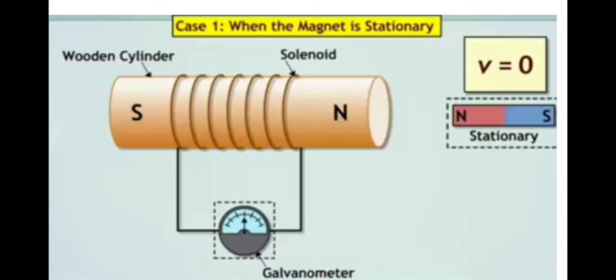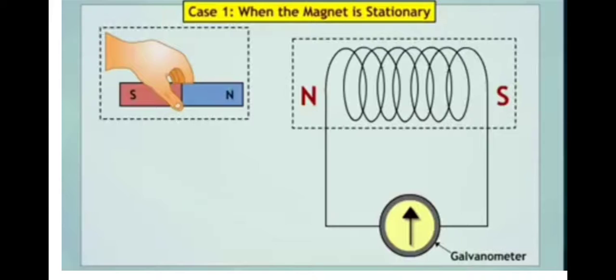According to Faraday, when there is no relative motion between the magnet and the coil, the magnetic flux within the coil remains constant. So the galvanometer shows no deflection. But when the magnet is moved towards the coil or vice versa, the magnetic flux changes and an EMF is induced in the coil. If the circuit is complete, the EMF causes the current to flow through it.